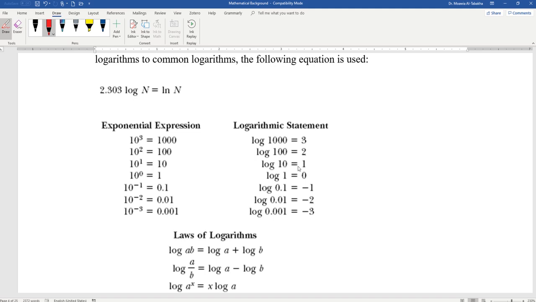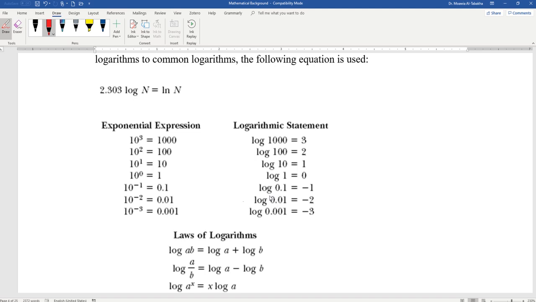طيب log 10 is 1. ليش؟ لأنه 10 to the power of 1 is 10. طيب log 1 is 0 صح؟ Why? Because 10 to the power of 0 is 1. طيب log 0.1 is negative 1. Why? Because 10 to the power of negative 1 will be equal to 0.1.